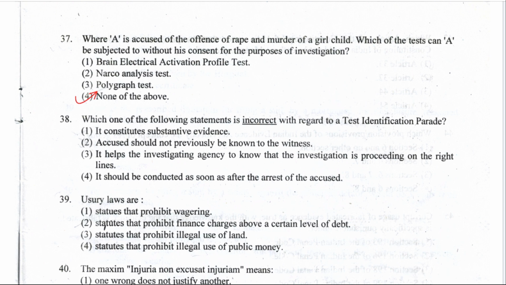Which of the following statements is incorrect with regard to TIP, test identification parade? It constitutes substantive evidence. No, it is only corroborative evidence. So 1 is the answer. And where is it mentioned, TIP कहाँ करते हैं, कहाँ रेलिवेंसी है इसकी? सेक्शन 9 ऑफ इंडियन एविडेंस एक्ट में.